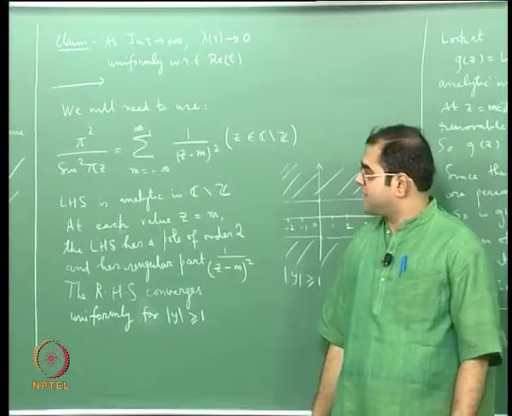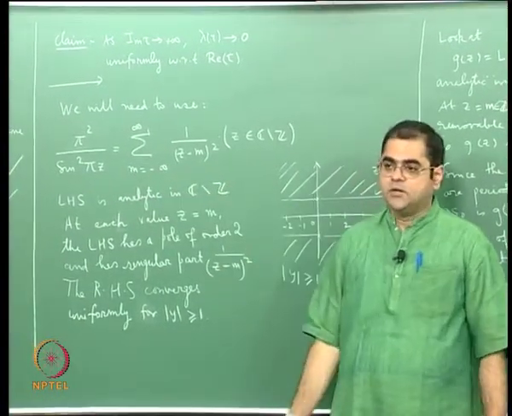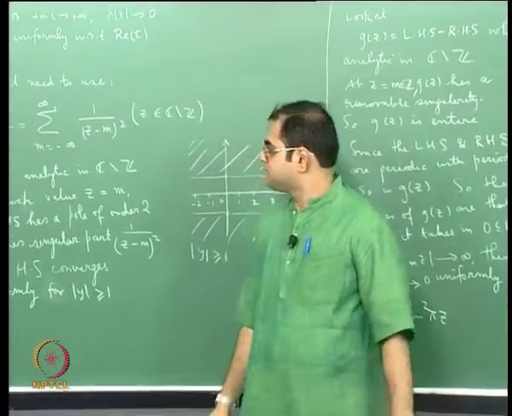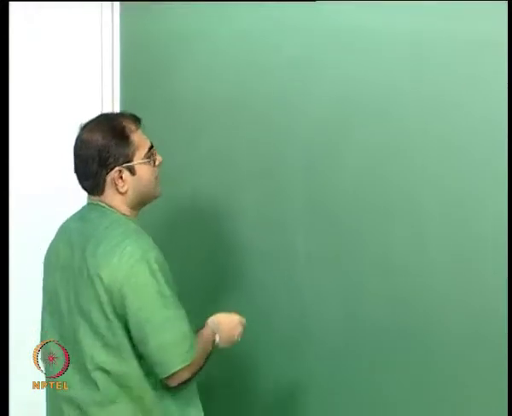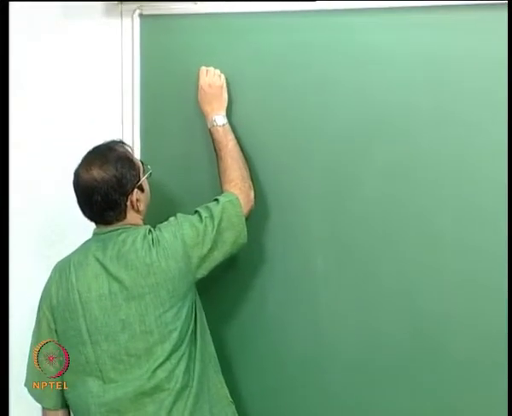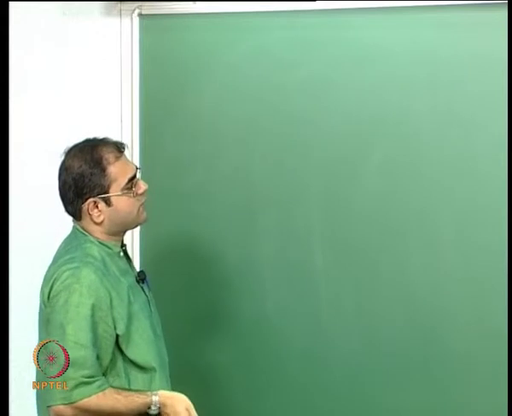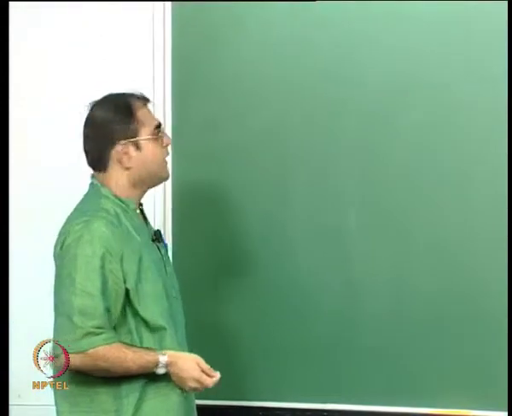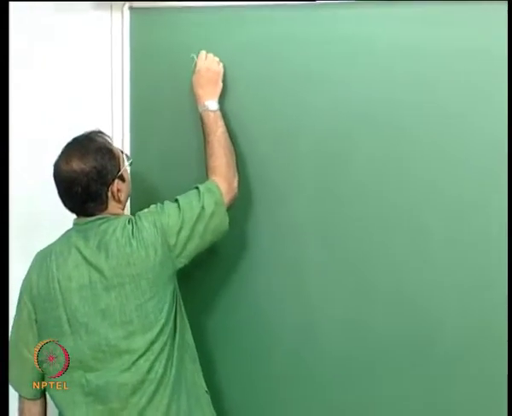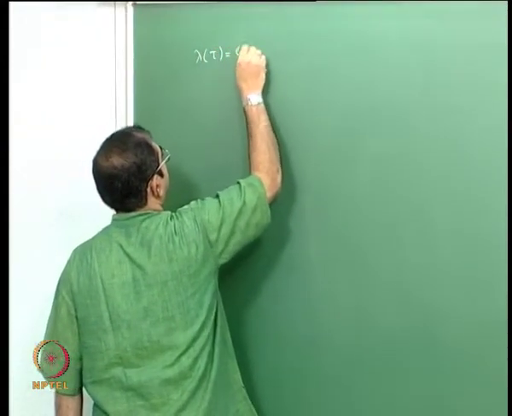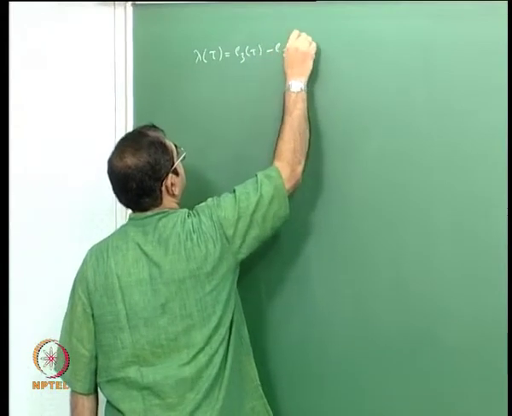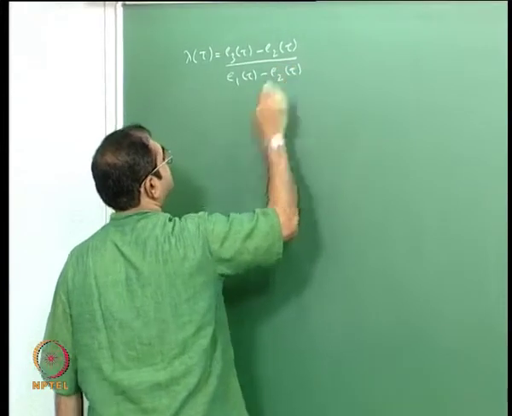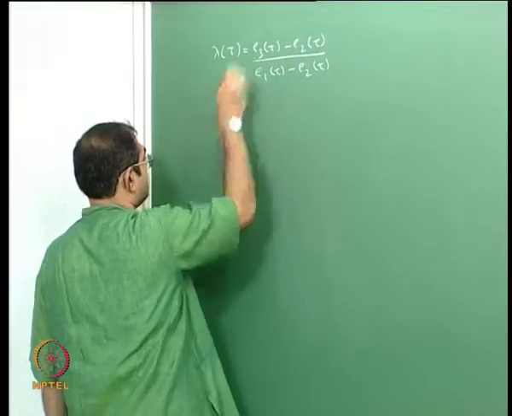Now the point is that we have to use this formula to get this claim, right. So we will do that next. So what we are looking at is, we are trying to study what happens to lambda of tau as the imaginary part of tau goes to infinity. So lambda of tau is E3 of tau minus E2 of tau by E1 of tau minus E2 of tau, alright. So let us calculate what the numerator is.